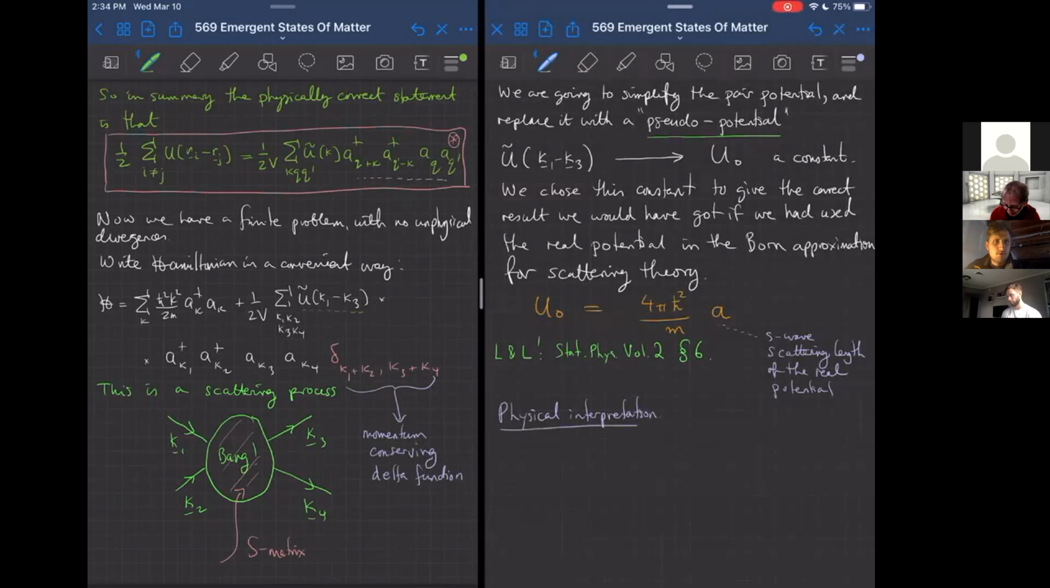The physical interpretation is that we are looking at long wavelengths, at large distances. What we're trying to do is replace the scattering from some complicated potential with the scattering from an effective point particle. What we're doing is scattering off an atom, say a helium atom, which has some structure, and we're going to replace that structure with a point particle.